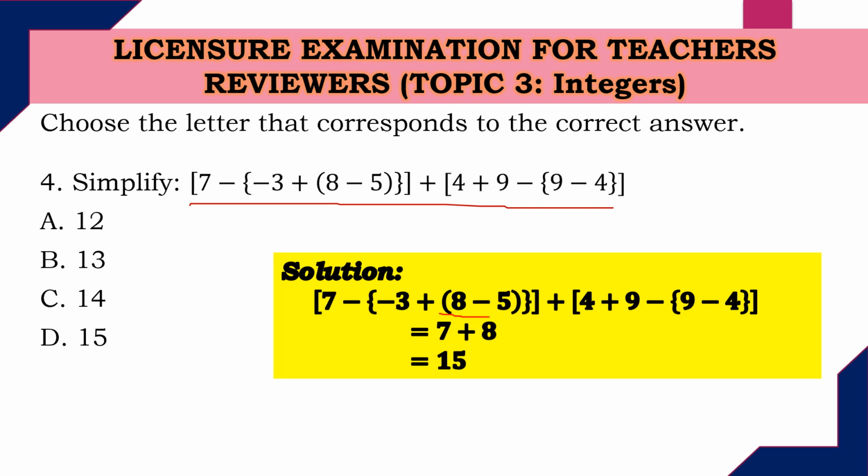So, we have 8 minus 5 and 9 minus 4. So, 8 minus 5, that is 3. And negative 3 plus 3, that is 0. 7 minus 0, that is 7. Next, 9 minus 4, that is 5. 4 plus 9, that is 13, minus 5, that is equal to 8. So, 7 plus 8, that is 15. And the answer is letter D.